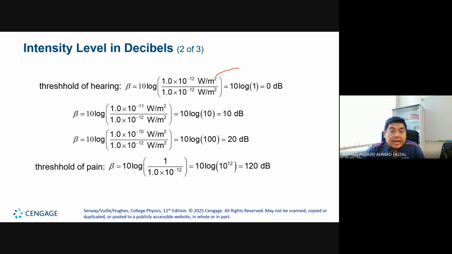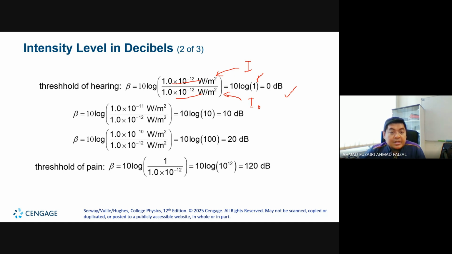So this one is I, which is 1 times 10 to the power of negative 12, the threshold of hearing, the same as the bottom part, because the bottom is always I naught. And I naught is the threshold of hearing, the same number, right? So we cancel out and we get 1. So 10 log 1 is equivalent to 0 decibel.